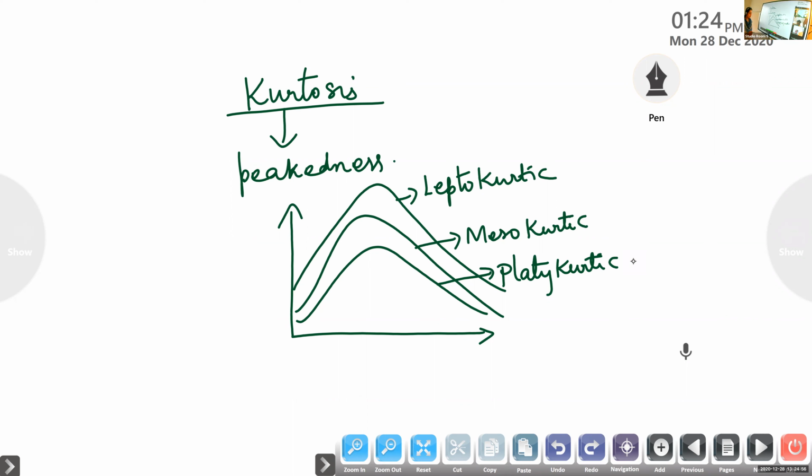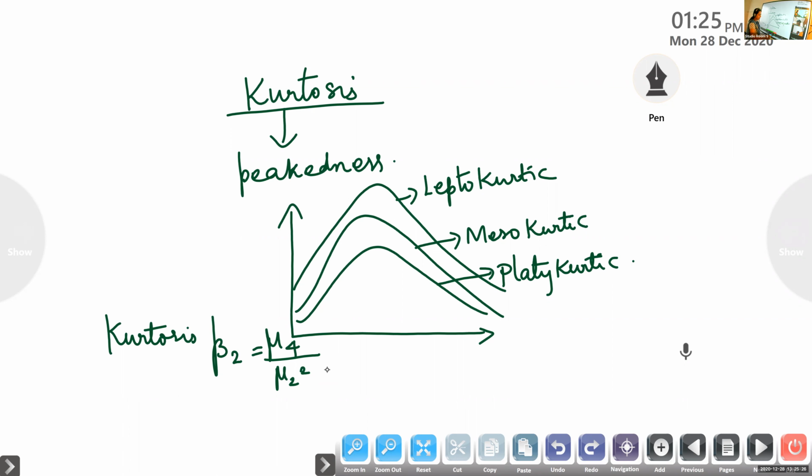So kurtosis is given by the moments of central tendency. We denote this as beta 2, which is mu 4 by mu 2 square.